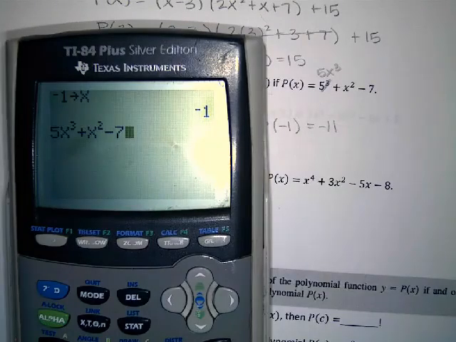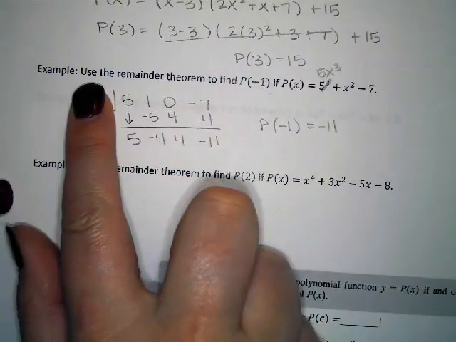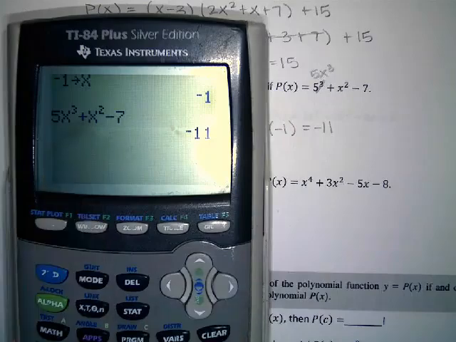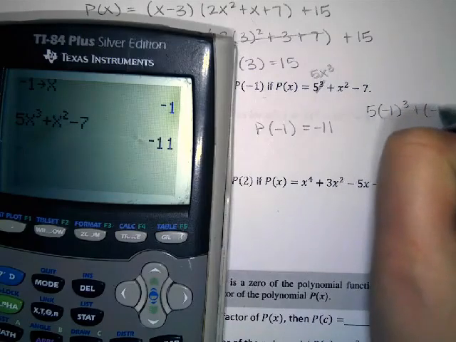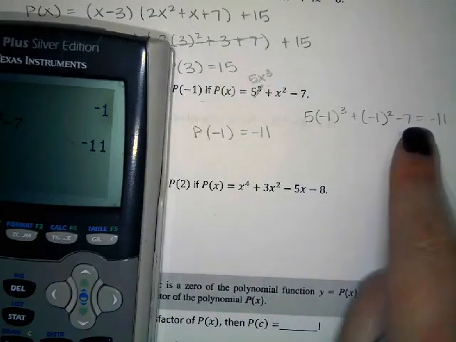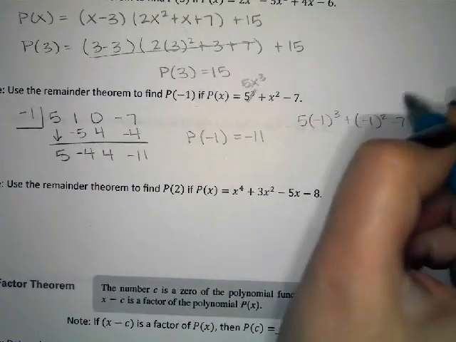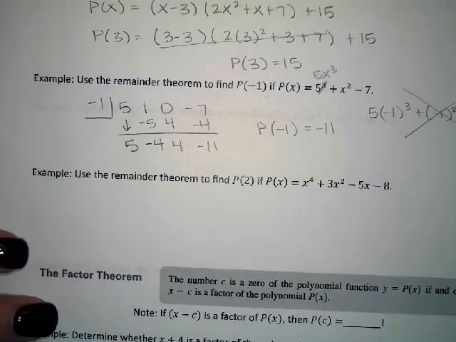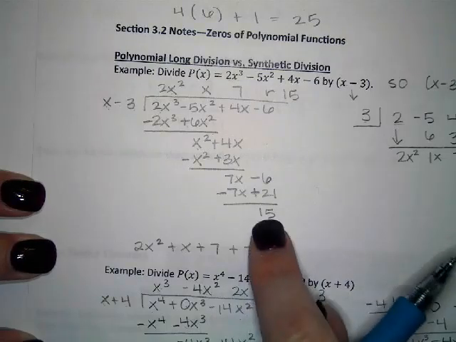Now, when the instructions say use the remainder theorem, this is the work that has to be seen. If you write, or you say I plugged it in my calculator, or you say 5 times -1 to the third plus -1 squared minus 7 equals -11, I mean, this is great. This is checking your work, but this is not using the process of the remainder theorem to evaluate. So this would be wrong, even though it has the right final answer. This is the work that should be shown. Or if you really like polynomial long division and you don't like synthetic division, you could show this work and show that the remainder was -11, and then you'd have the work shown for the remainder theorem appropriately as well.